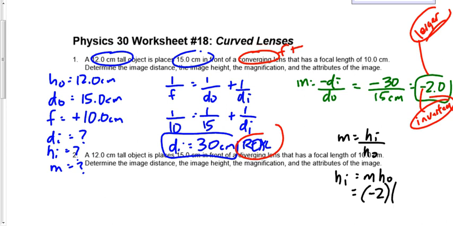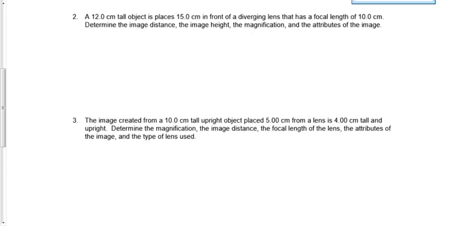HO is 12. Multiply those together, we're going to get negative 24 centimeters. Negative there tells me that it's inverted as well, although we already determined that from our negative magnification. Let's do example number 2 now.